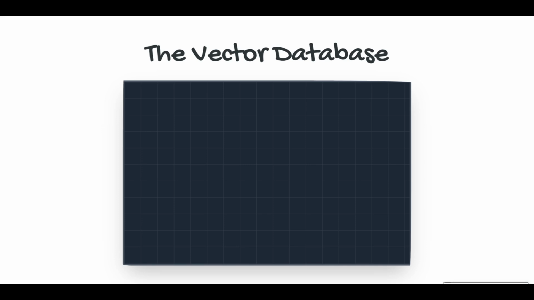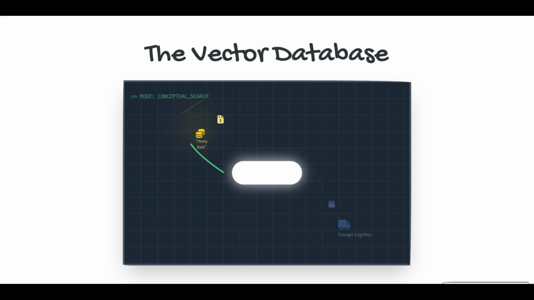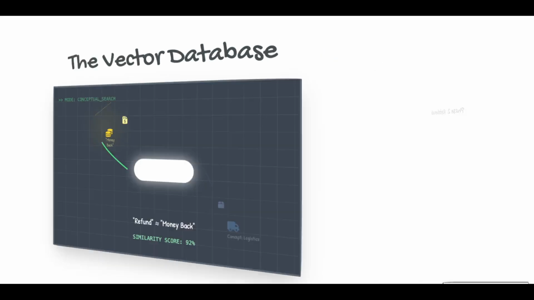And here's what makes it different. A vector database doesn't search like a normal spreadsheet. It doesn't just hunt for exact keywords. It organizes information by concept, so it can find the right idea even when the wording changes.